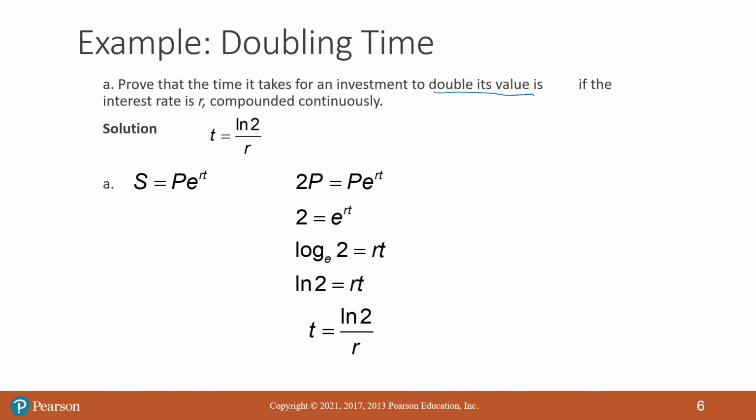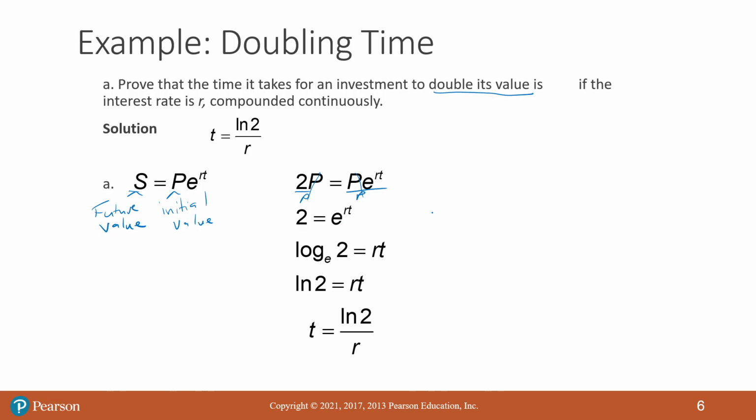Keep in mind here that p is our initial value, and that s here is our future value. Okay, if we want to double our future value from what our initial value is, that would be a 2p. So that's the reason we substitute 2p in for s here, because we want a doubling of that initial value p, and that's what we want the s to be. Now when we do that, we're able to divide by p on both sides, and these p's cancel out. This leaves us with 2 equals e to the rt.